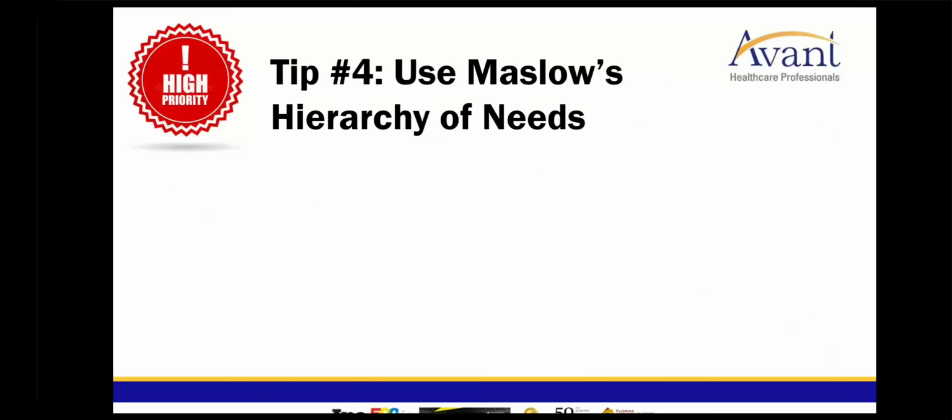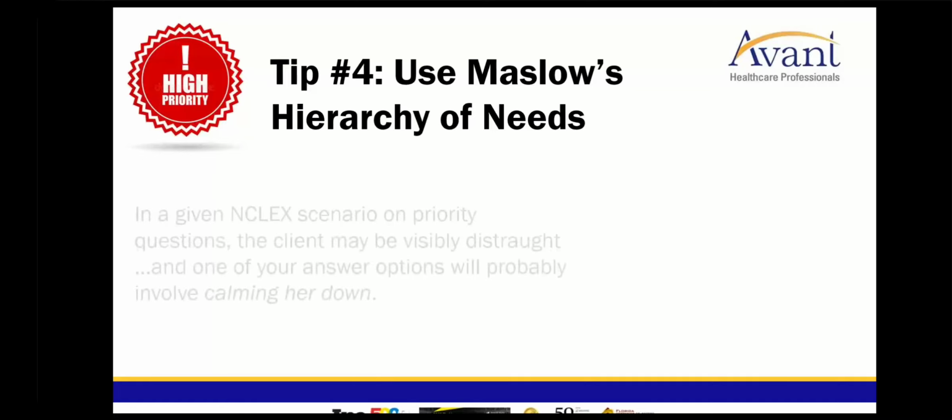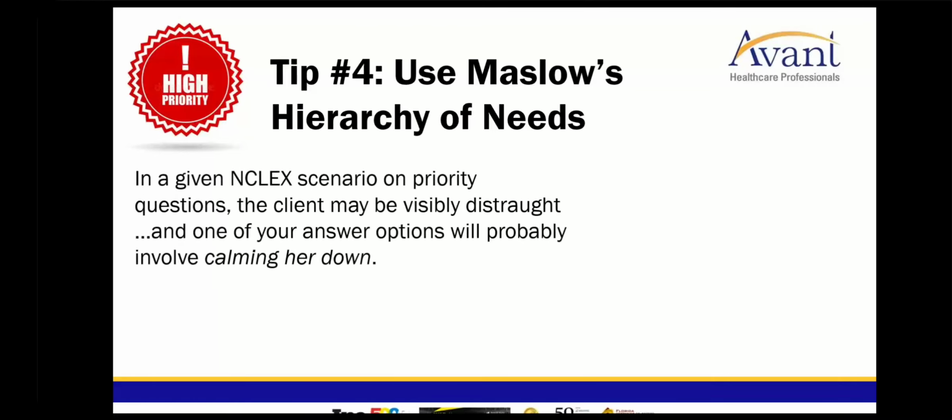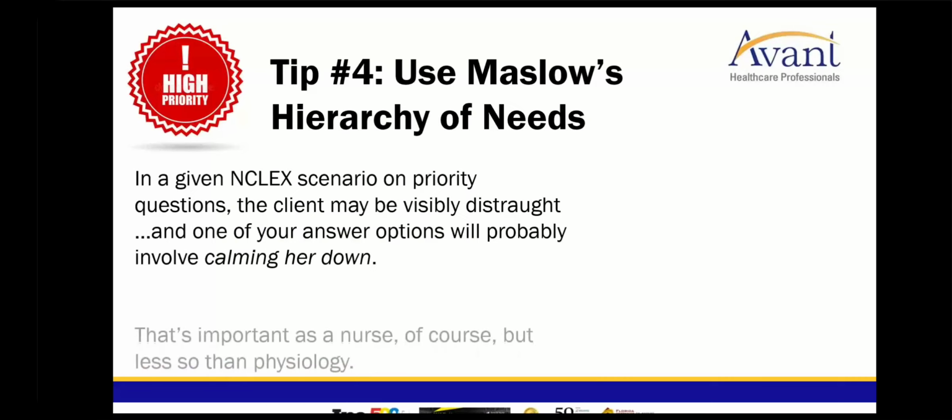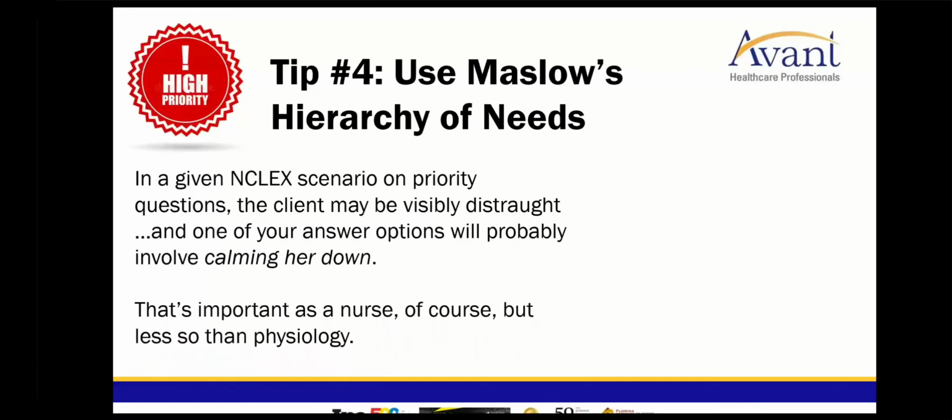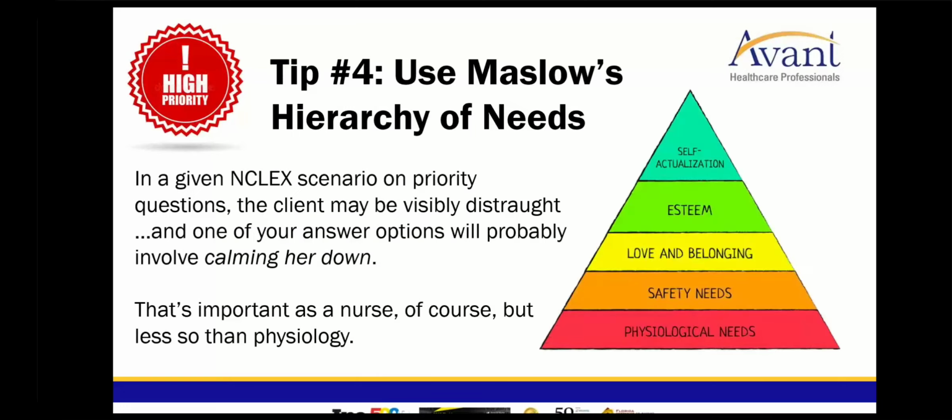Now, another strategy you might want to consider using is Maslow's hierarchy of needs. According to Maslow, in a given NCLEX scenario or priority question, the client may be visibly distraught, and one of your answer options will probably involve calming her down. That is important as a nurse, of course, but less so than physiological needs. So let's take a look at Maslow's hierarchy of needs.